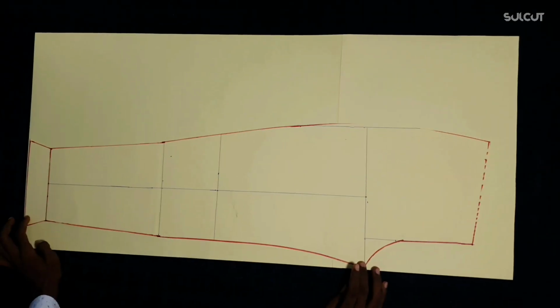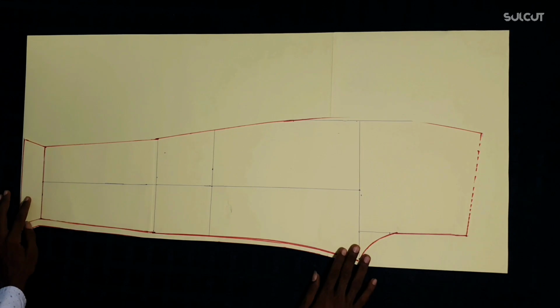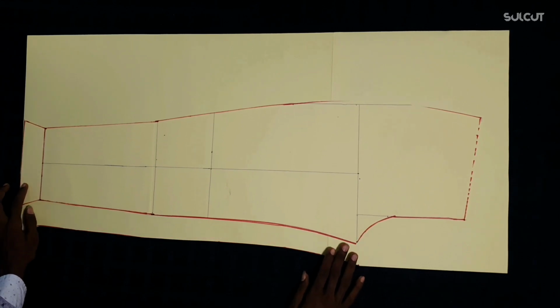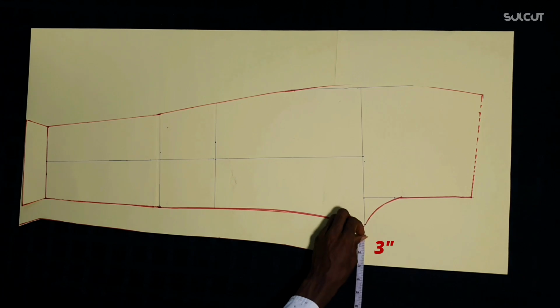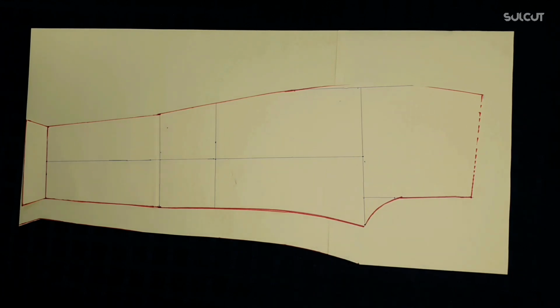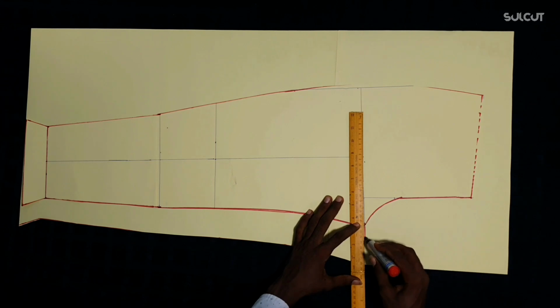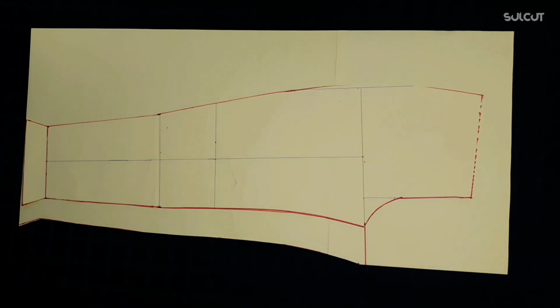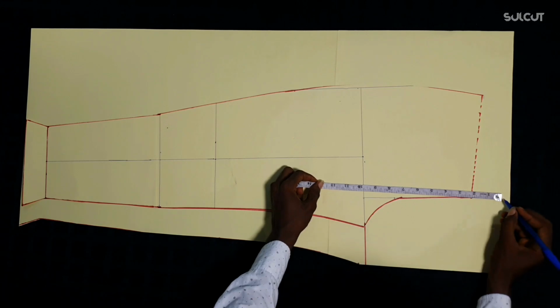Now to cut our back pattern, we trace this part. Displace the front by about 2 inches here and about 3 inches here. Extend the crotch line. Raise this slant by 2 inches and draw a line passing through that point.